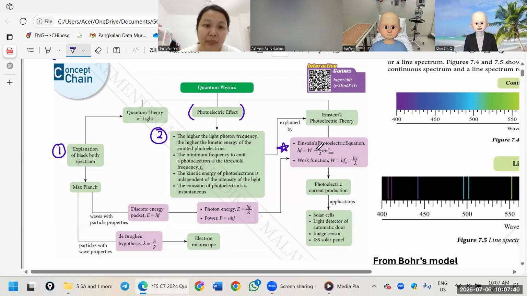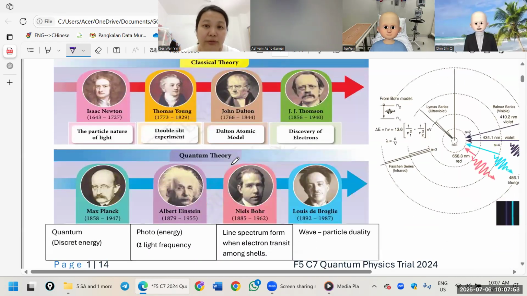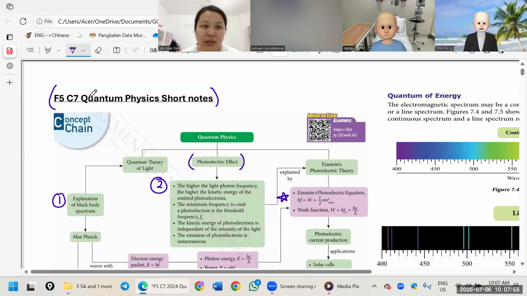So this is the summary. We start now. This one I won't touch much. All right, so now, first of all, we need to know what is quantum physics.